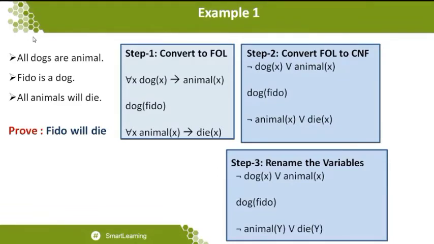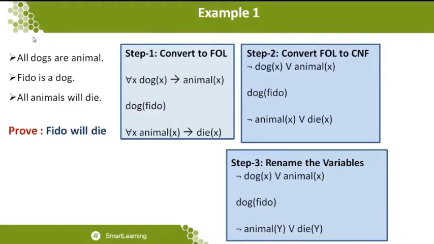All dogs are animals. Here the statement is clearly about the universal quantifier. So what is our step 1? Step 1 is to convert the given statement to FOL, which we call first order logic. When converting the given statement, it is clearly: for all x, dog of x implies animal of x.